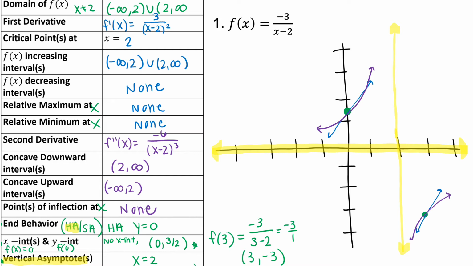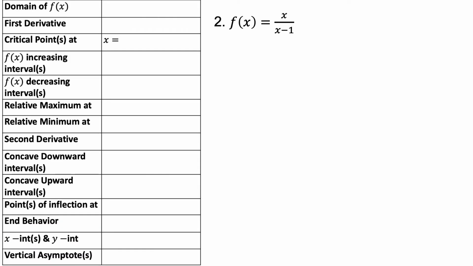So now I recognize this as a rational function. I have 2 branches that are going to be approaching my asymptotes. So I'm increasing and concave up on this whole side, and I'm increasing and concave down on this whole branch approaching my asymptotes. Okay, we're going to keep on moving to the next example.